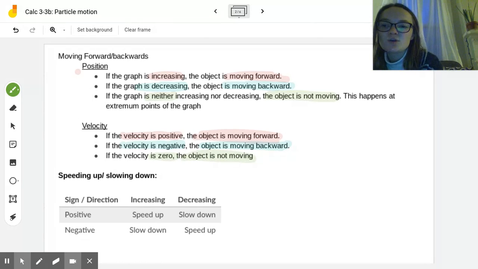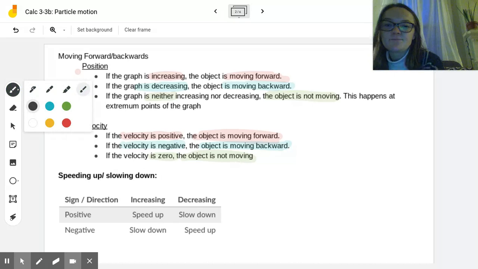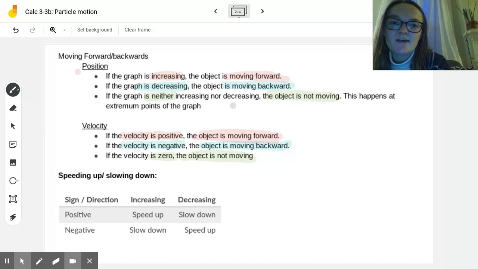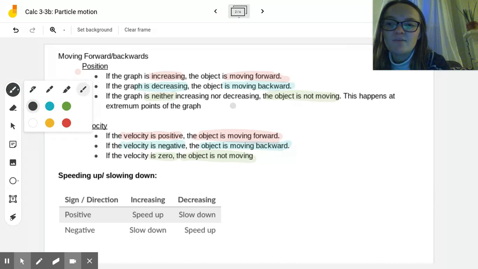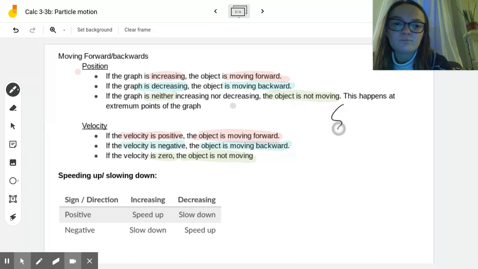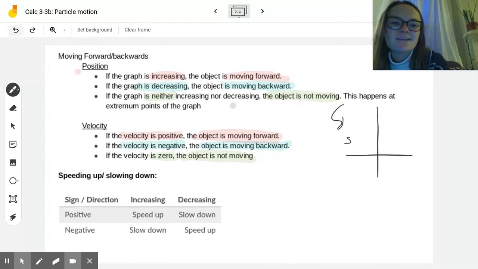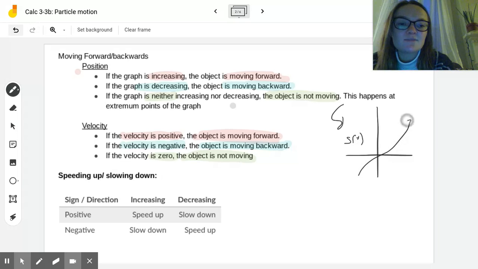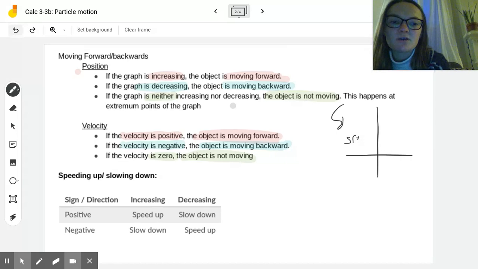So let me show you what I'm talking about graphically. For this first one, if I have a position graph, we'll call this graph S of t. Let me graph something that is good for everyone. We'll do a sine function like this.